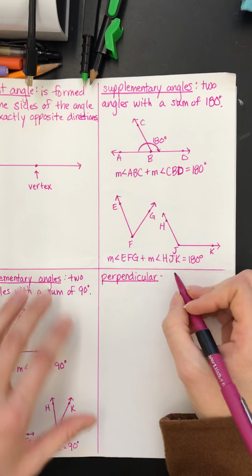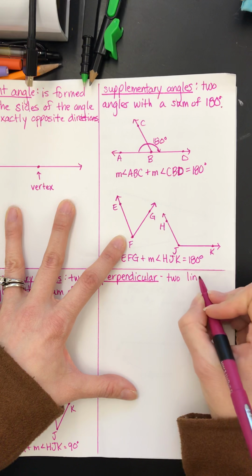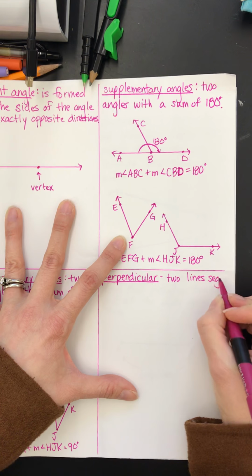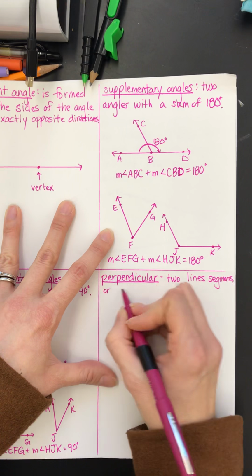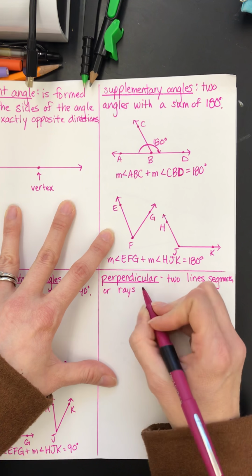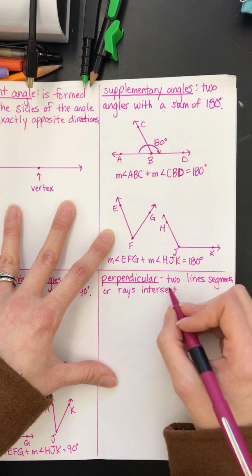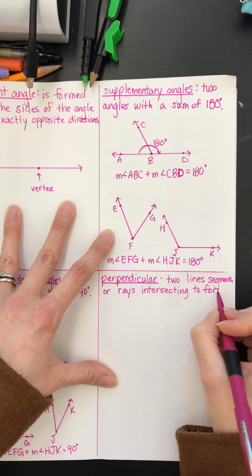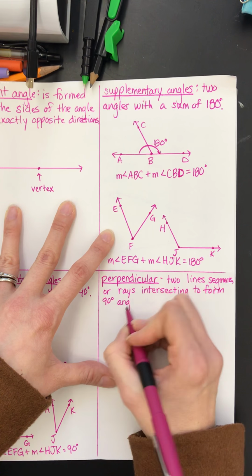Okay, so perpendicular is two line segments or rays intersecting to form 90-degree angles.